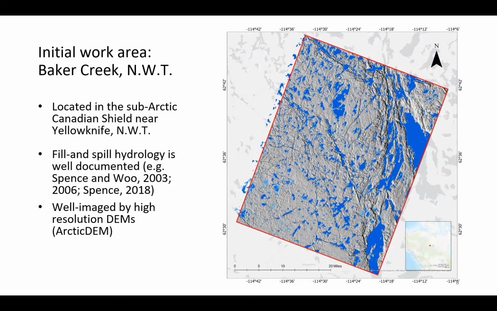In this project, I'm working on the initial working area, which is Baker Creek, located in the sub-Arctic Canadian Shield near Yellowknife City, Northwest Territories. Its fill and spill hydrology is well documented by different researchers, and we have a good image of the Arctic DEM in this area.